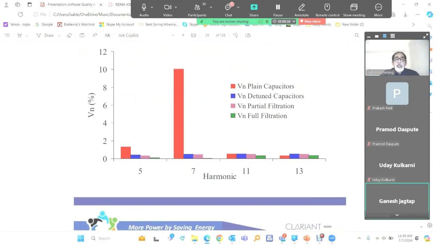And here again, when we have a plain capacitor, the voltage distortion due to harmonics is maximum. When we use a 7% reactor, it reduces to some extent. When we use a better tuned reactor, the distortion is reduced further. And for full filtration, if we are able to achieve it, there is hardly any distortion. At the 7th harmonic the distortion was there, and we have controlled it here.